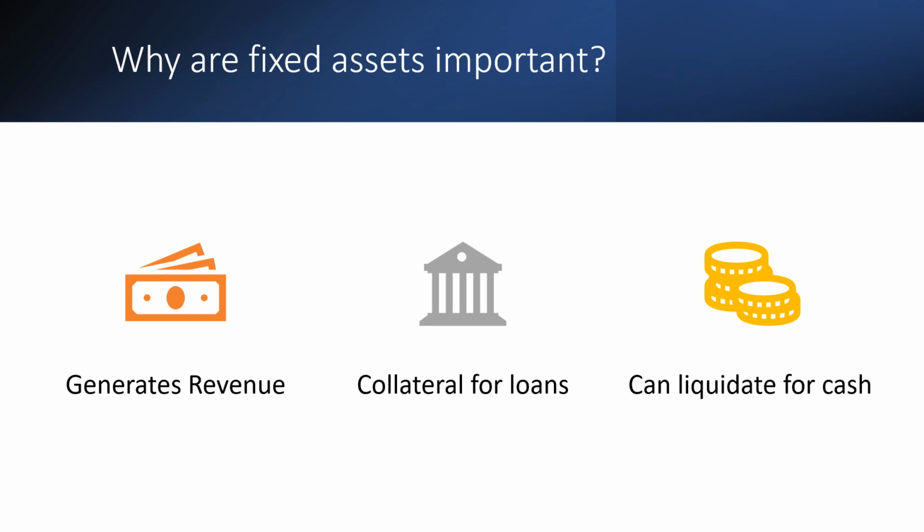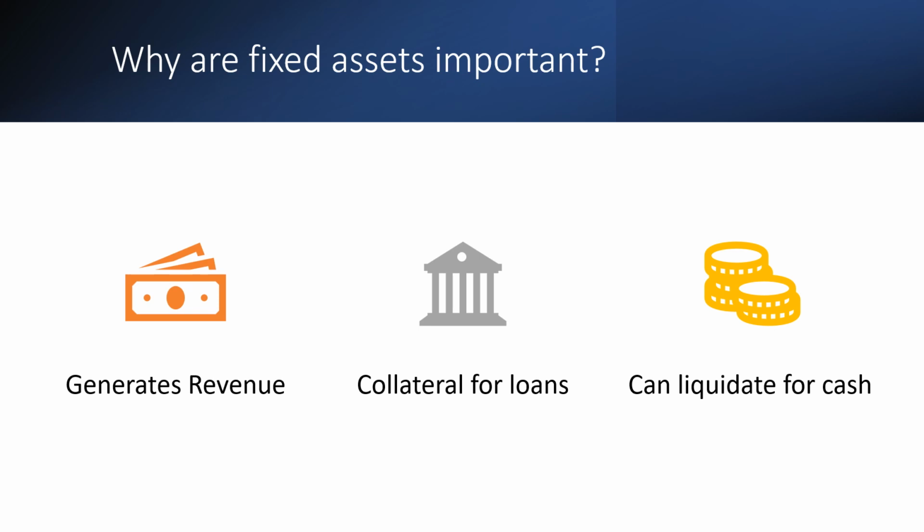The second reason is they can be used for collateral of loans. Secured loans, which are loans made against assets, are typically easier to acquire and have competitive rates compared to loans that are unsecured. Secured loans mean that if you don't pay that loan, then they can come and take that asset as collateral for your debt.